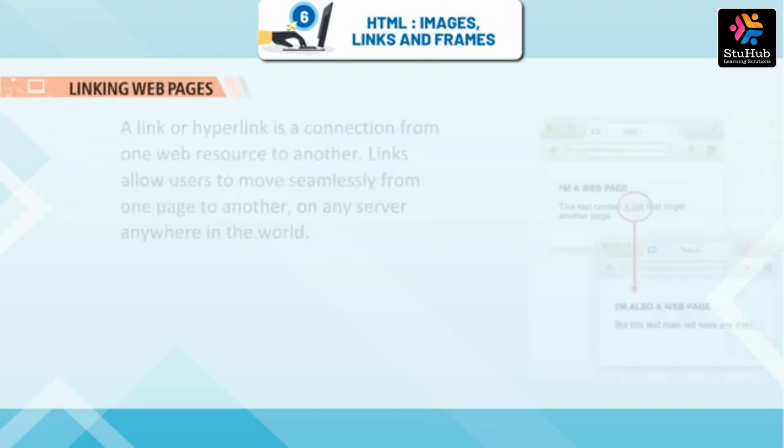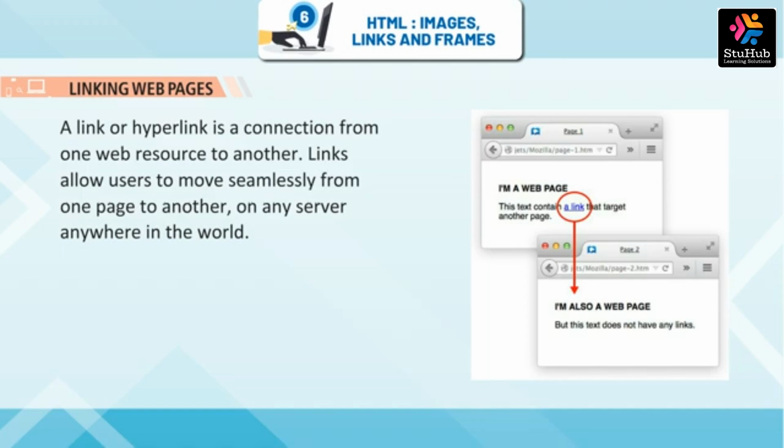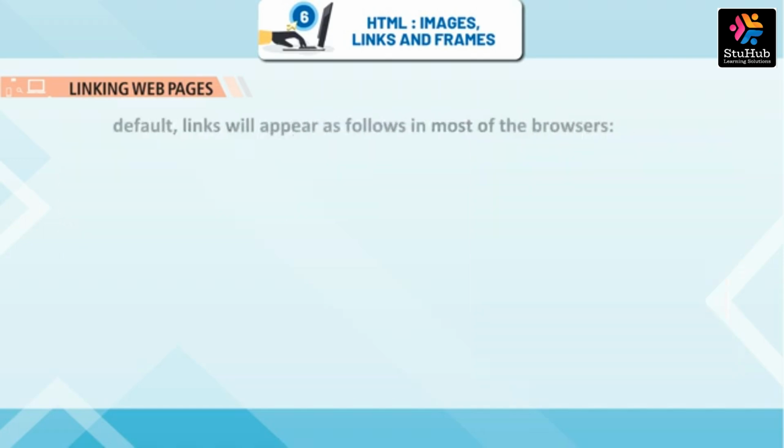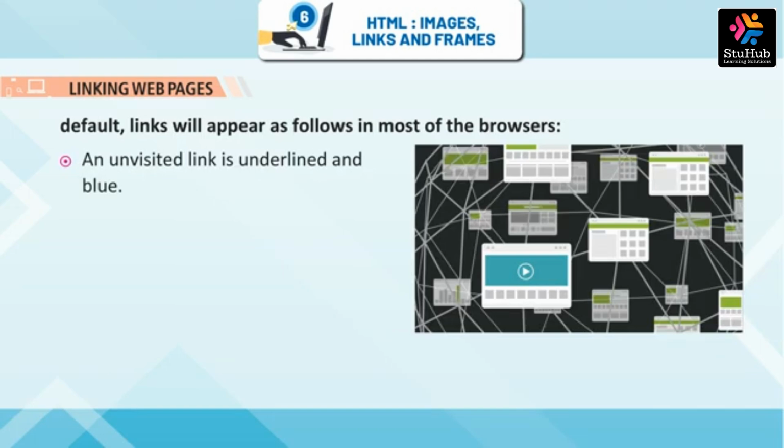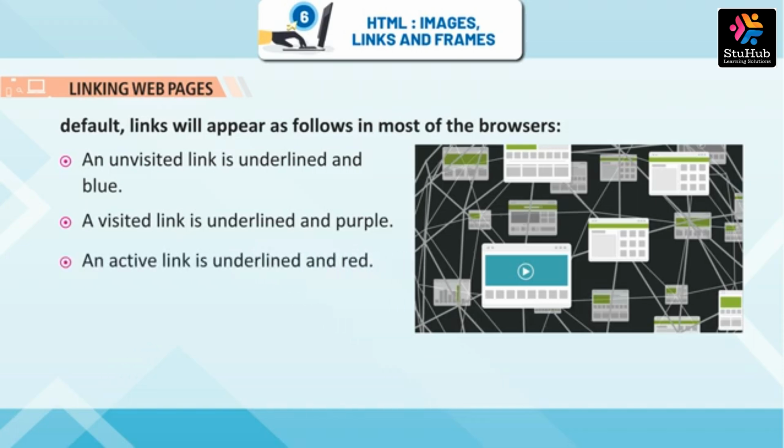Linking web pages. A link or hyperlink is a connection from one web resource to another. Links allow users to move seamlessly from one page to another or to any server anywhere in the world. By default, links will appear as follows in most of the browsers. An unvisited link is underlined and blue. A visited link is underlined and purple. An active link is underlined and red.